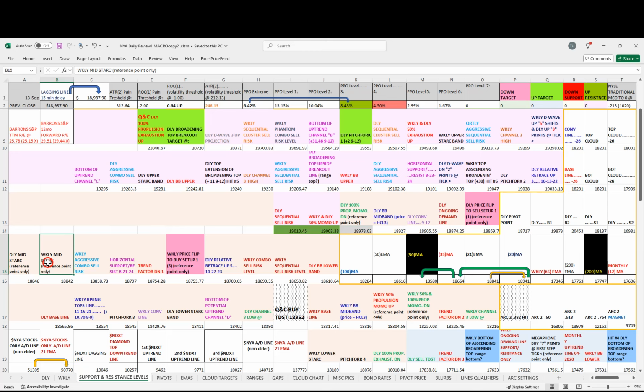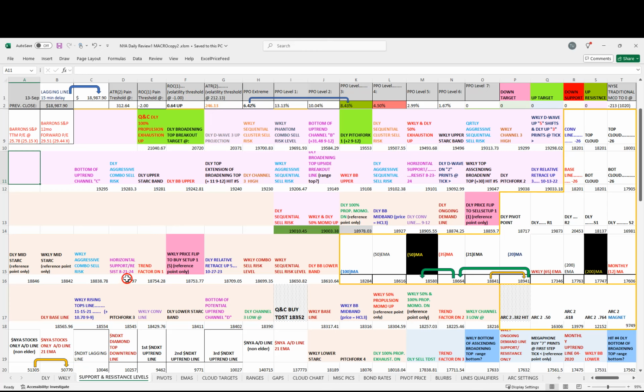So that's how you game these mid STARC bands here. And we look for them bunched together except for reference point only levels. So if they're bunched in with the other ones, that's good, but we don't count on those to hold support or break resistance. And here's those levels up here: daily upper STARC band, daily upper Bollinger Band, channel 3 high here. So you can see there's some other levels in between. Here's that extension for the broadening top, and then close to the upper STARC band is the daily aggressive combo sell risk level, and bottom of uptrend channel C.